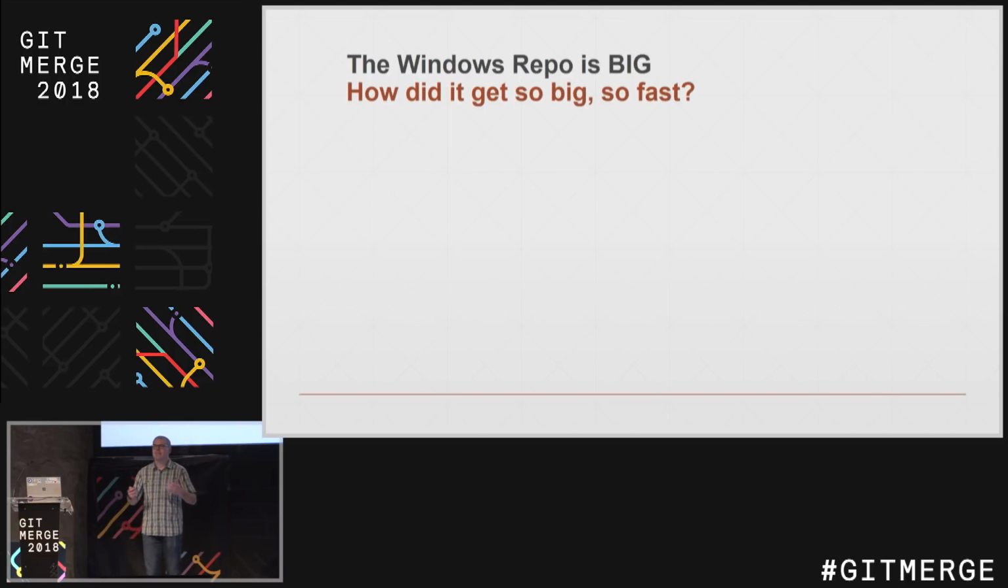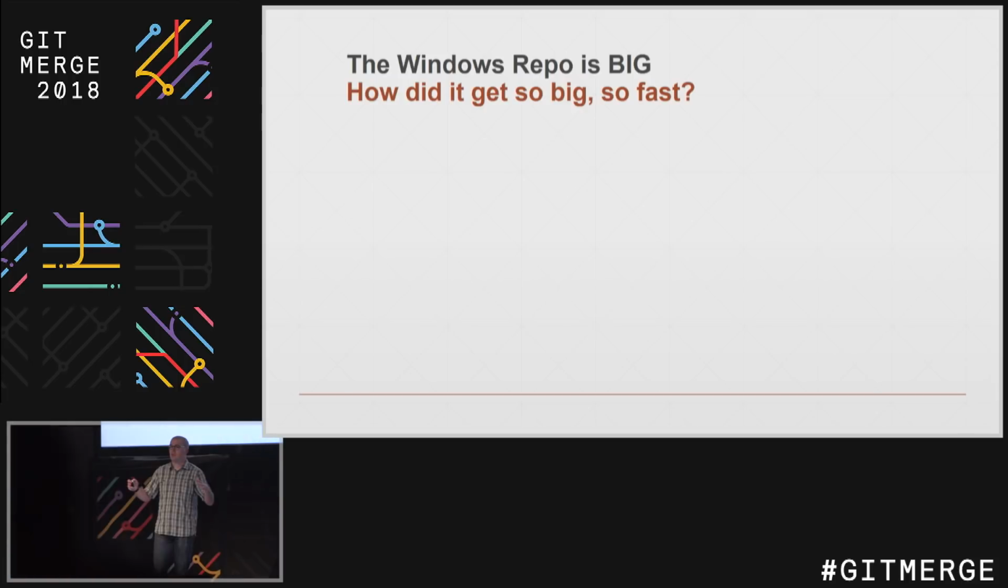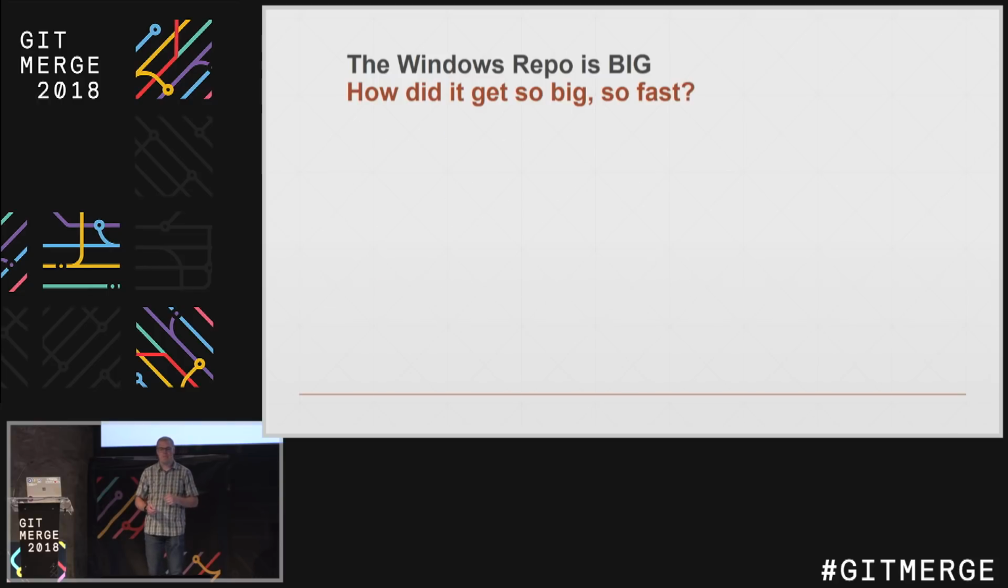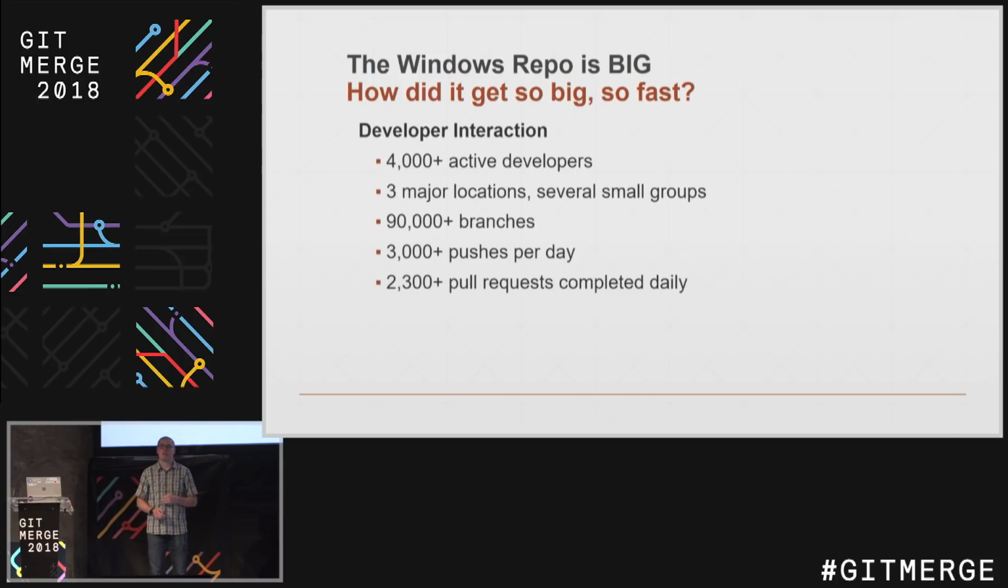So why is this? Why is it getting so big so fast? Well, first off, it started out with a very large work directory, right? We do have 30 years of Windows development that then was just a snapshot of the working directory. But there's a lot of developer interaction every day. There's over 4,000 engineers where this is their job to contribute to this repo. That's their main job. They're located in 3 different locations around the world, but there's also a lot of smaller groups that do other things.